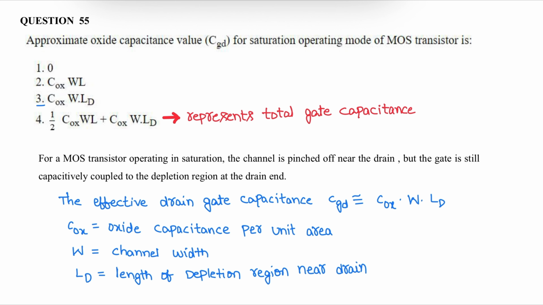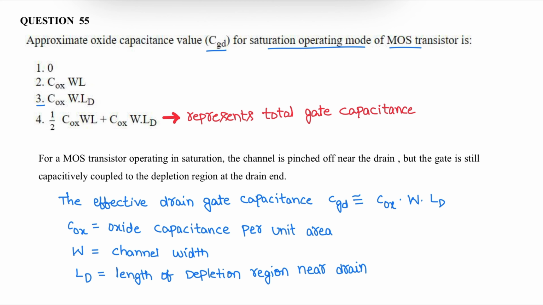Question number 55. The approximate oxide capacitance CGD for saturation operating mode of a MOS transistor is. So correct answer is option 3.